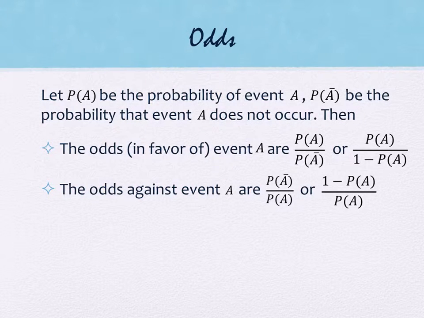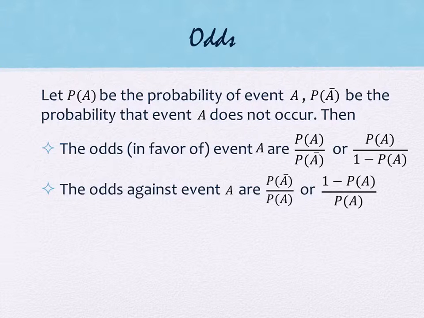So let's actually talk about what it is, and then we'll talk about where you've heard it used before. Let P of A be the probability of the event A occurring, and P of A bar be the probability that it does not occur. Like the chance of rain, the chance it's not going to rain. So if it's a 40% chance of rain, which we all sort of freak out about, that means you've got a 60% chance it's not going to rain. Okay, so that's what they're talking about here.